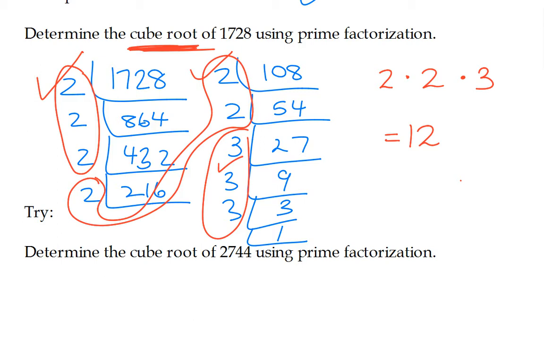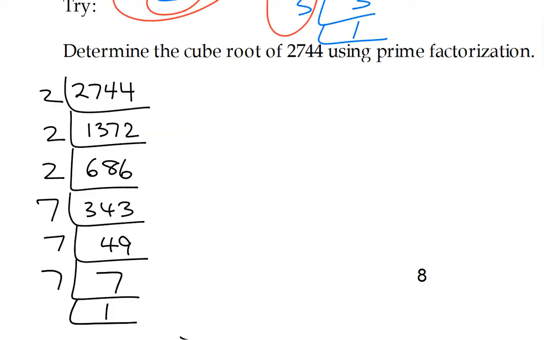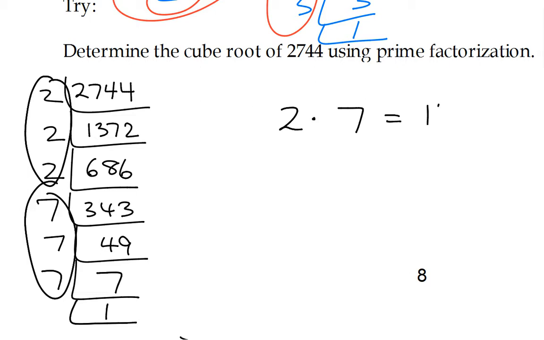Okay, you guys try the next one. 2744. Get the prime factorization and then put the primes in triplets. Okay, so there's the prime factorization for 2744. You've got a triplet with 2. You've got a triplet with 7. And the important thing is that there's no other extra prime hanging around. They're all grouped up perfectly. So then grab 2 from that triplet and grab 7 from that triplet. You get 14. So there's the cube root of 2744 with primes.